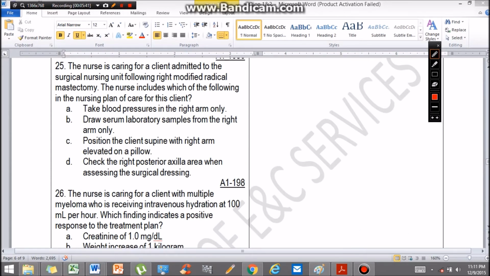25. Nurses care for a client admitted to the surgical nursing unit following right modified radical mastectomy.